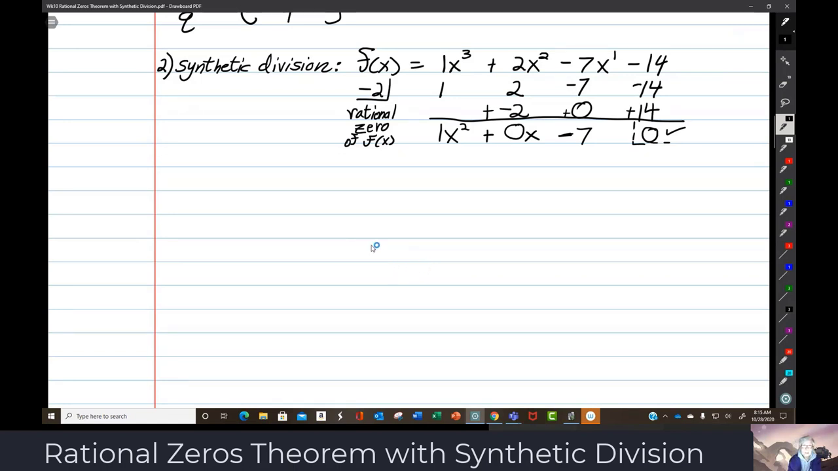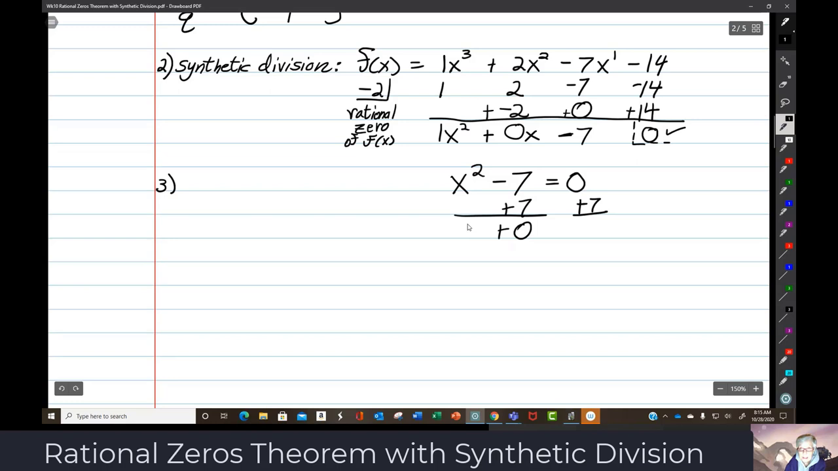Now, to find the other zeros, which is step 3, and I should have put that as a step 3 in the other one. Maybe I did. We're going to take x squared minus 7, because 0 times x is 0, equals 0, because now we're looking for the zeros of that. Add 7 to both sides. Negative 7 plus 7 is 0. Bring down the x squared. Over here on the right, 0 plus 7 is 7. And then coming back to the left, x squared plus 0 is x squared equals 7.